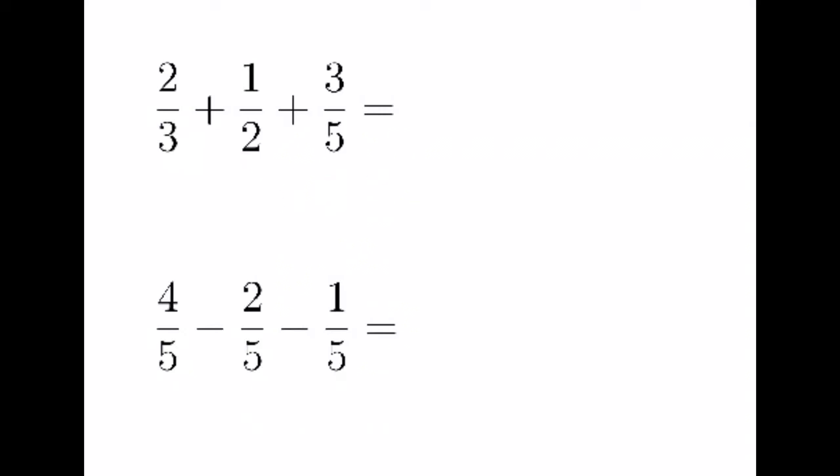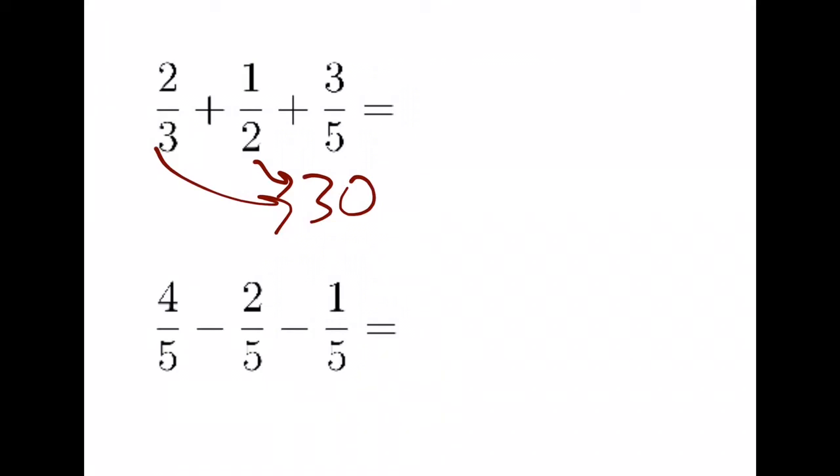Let's try 5 times 4. 20. Well, 3 does not multiply evenly into 20. So let's try 5 times 5. 25. Again, 3 does not work. What about 5 times 6? 30. And this is my least common multiple, because 2 times 15 is 30 and 3 times 10 is 30.